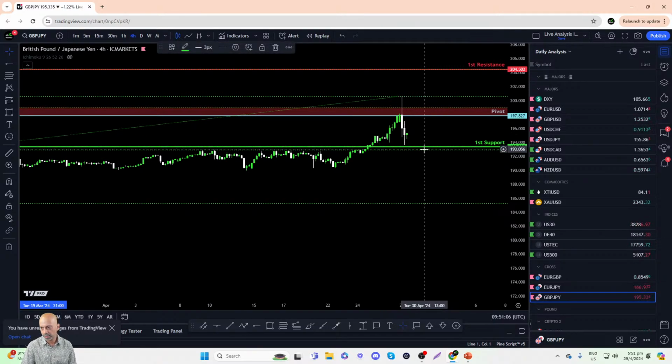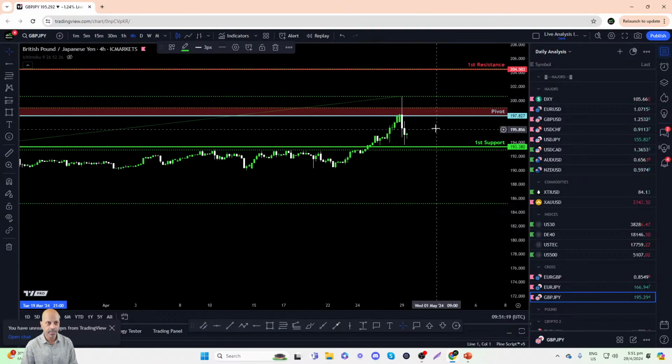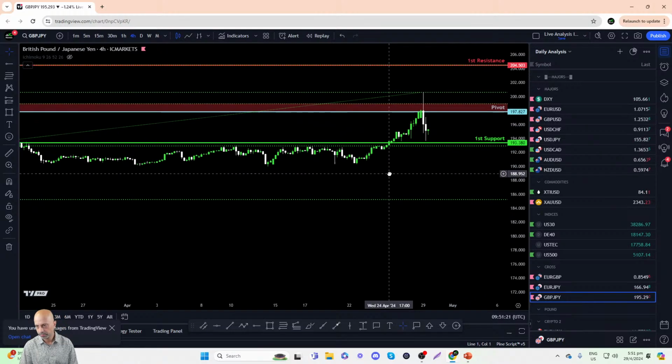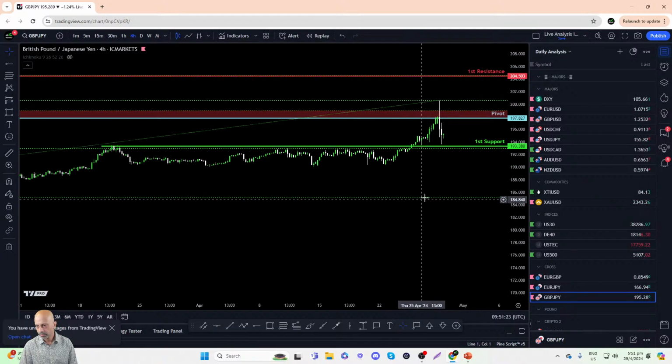Stop loss should be placed just underneath the first support level here, about 15 pips underneath the first support, to give us some breathing space or allowance with regards to the stop loss. And of course, targeting the pivot area at around 197.80 as a potential take profit zone.